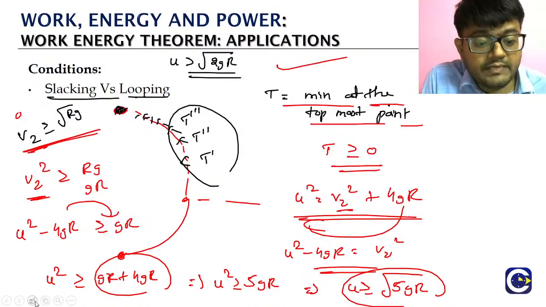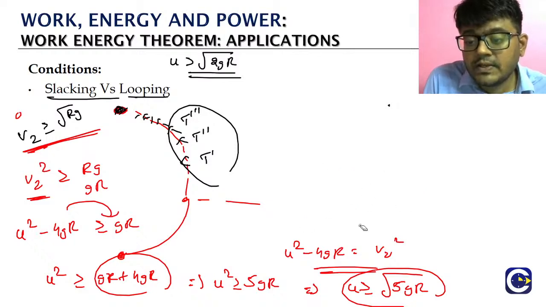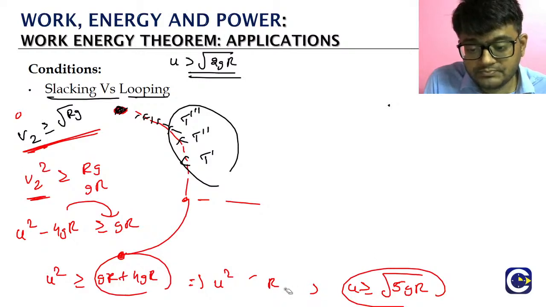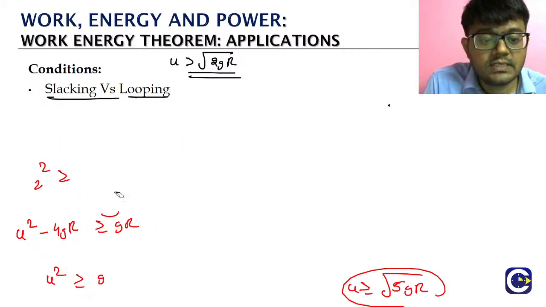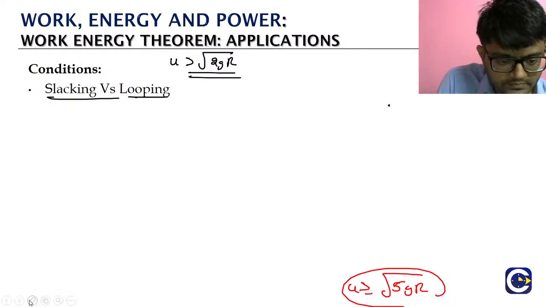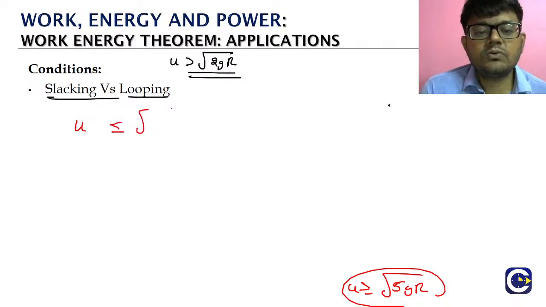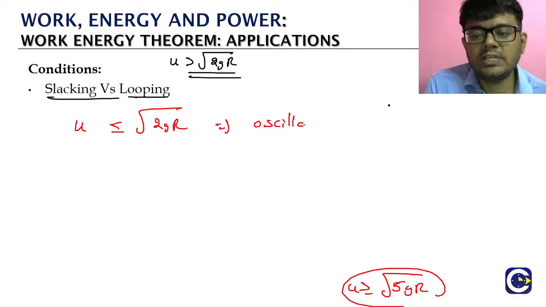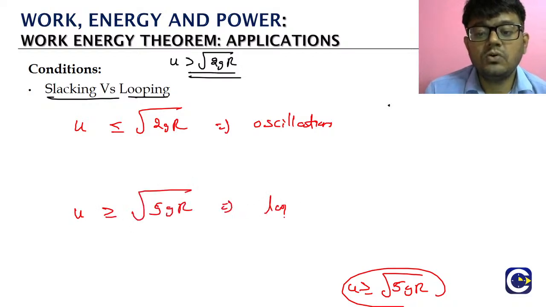Okay, so look, we will divide the conditions. If your initial velocity at the bottommost point is less than or equal to root 2gr, then we will be having oscillations. And if the initial velocity is more than or equal to root 5gr, then what will happen? Looping or complete circle.